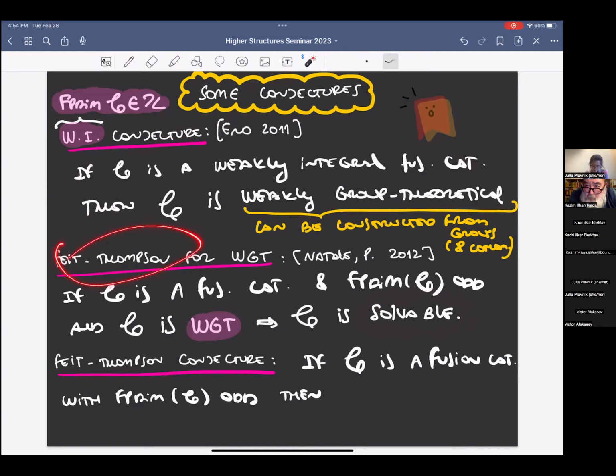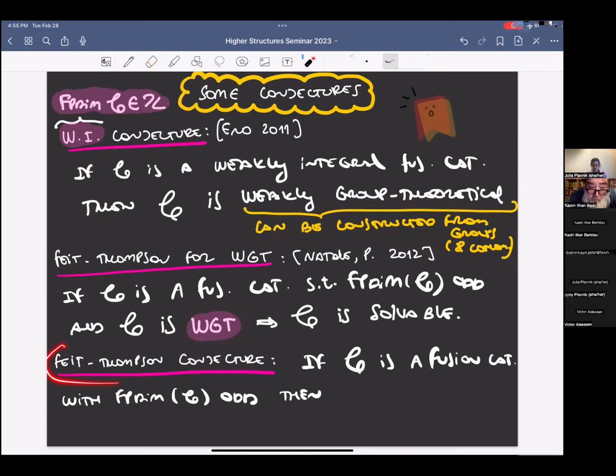Why do I call it Feit-Thompson for weakly group theoretical? Just because, remember, Feit-Thompson for groups says that if the order of the group is odd, then the group is solvable. Here is the same idea. So if you have a fusion category with odd dimension and the fusion category is weakly group theoretical, we can prove that it's solvable. The usual question is whether we reprove Feit-Thompson, and I wish that, but no, we use it because weakly group theoretical means that I can construct it from groups. So we use that in that case, the group needs to have odd order, and then it's solvable, and we use that.